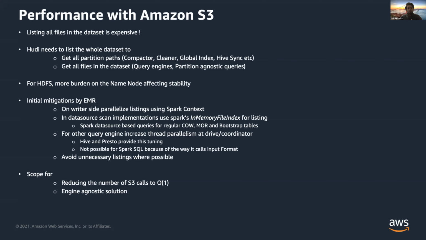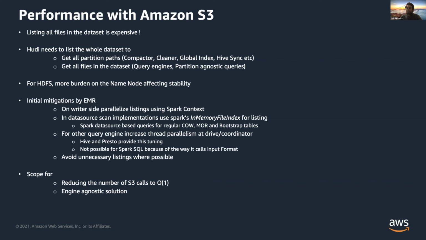So our initial mitigation, at least for S3, was that we tried to parallelize this as much as possible. On the writer side, we try to use Spark context to distribute the listing across the cluster as much as possible. On the Spark data source relations that we implemented, we tried to relay all this to Spark's in-memory file index implementation, which again does it in a distributed way and has some other nuanced optimizations to it as well.